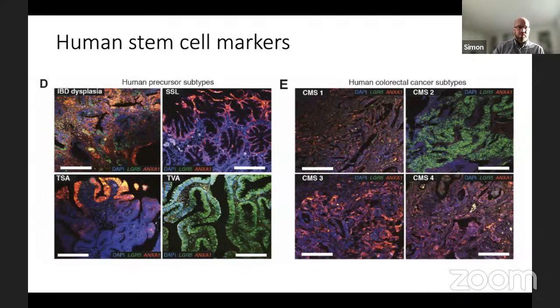But serrated adenomas, traditional serrated adenomas, sessile serrated adenomas actually have quite a population of regenerative stem cells, as does IBD dysplasia, colitis-associated dysplasia. And as we can see into the cancers, the CMS1, 3, and 4 actually have quite a lot of red cells here, suggesting that they have a distinct population of regenerative stem cells. So we really wanted this to be a visual representation of the molecular index that our stem cell index was measuring.